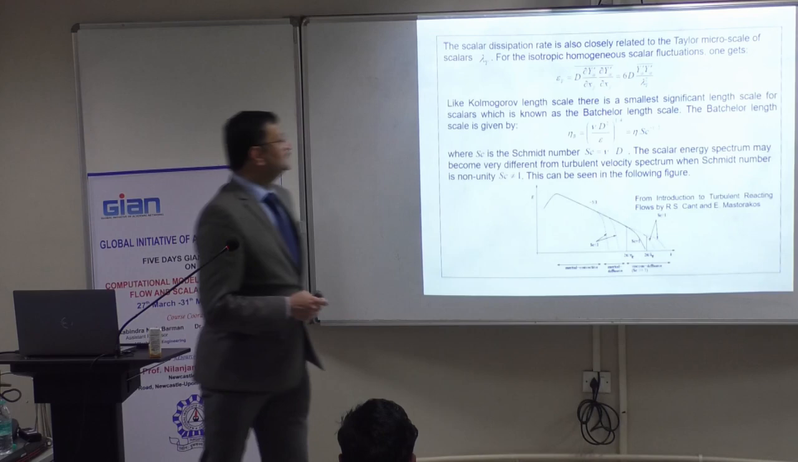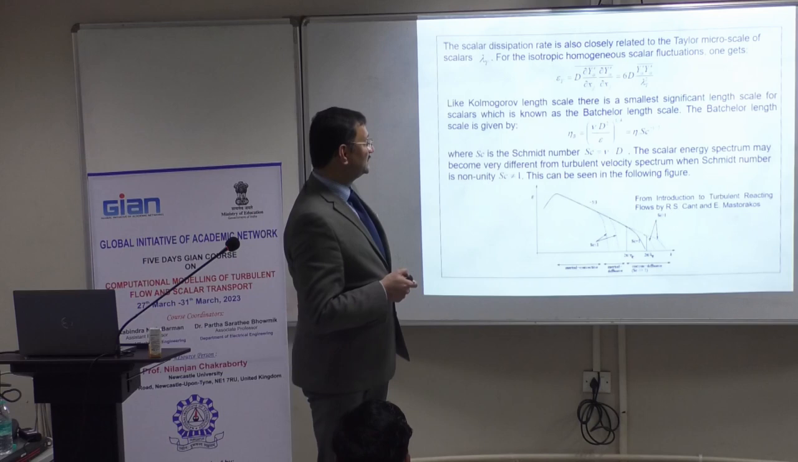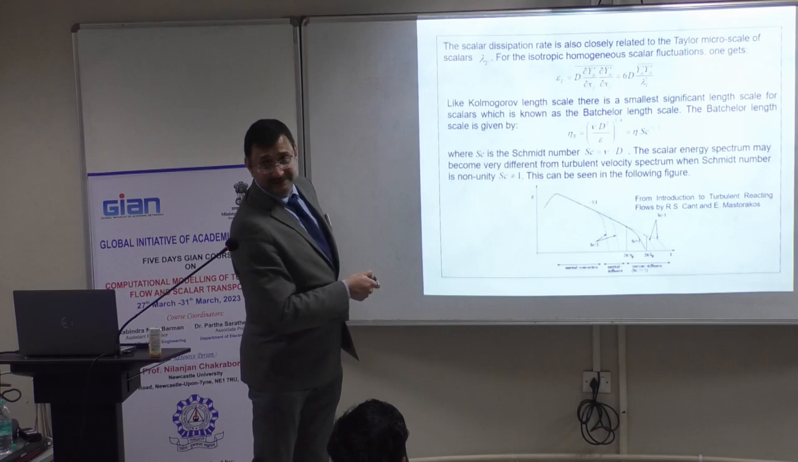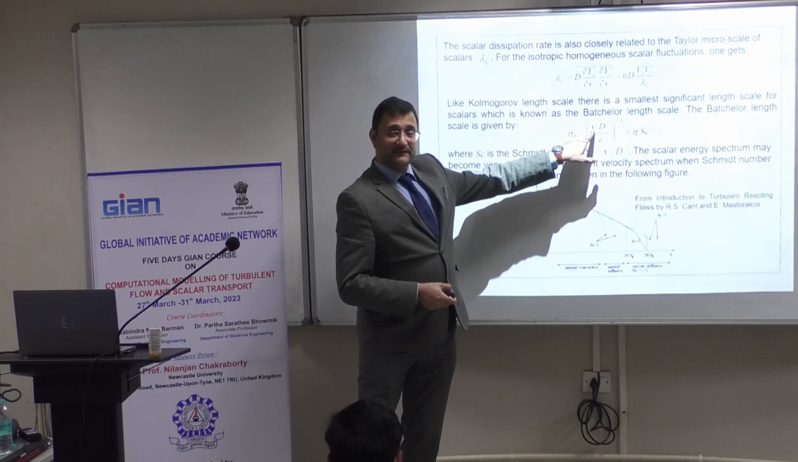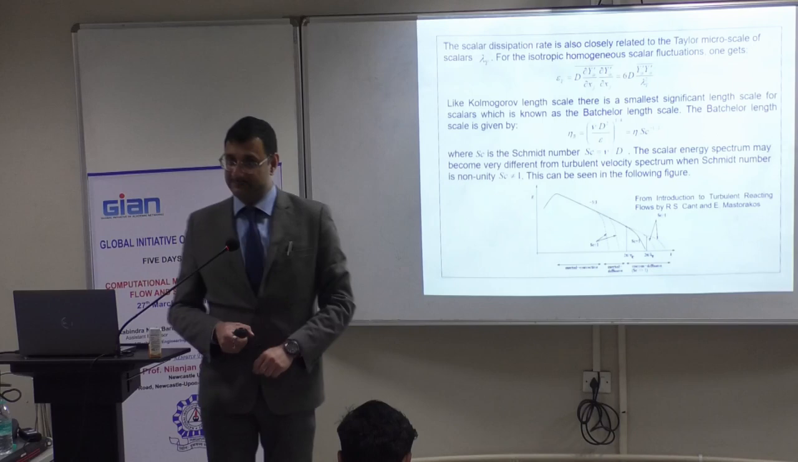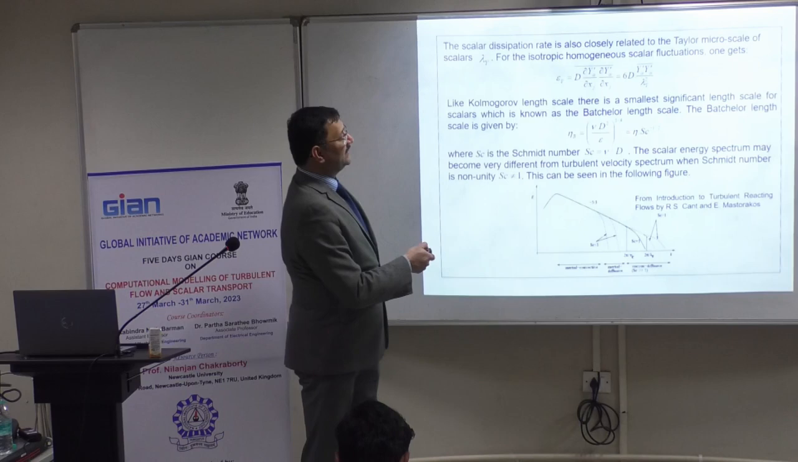Very often, another length scale comes into play, which is called the Batchelor length scale, given like this. Previously, for the Kolmogorov length scale, we had the kinematic viscosity nu. Now you have kinematic viscosity times D squared, where D is the diffusivity, the mass diffusivity. So it is actually related to the Kolmogorov length scale by the Schmidt number.